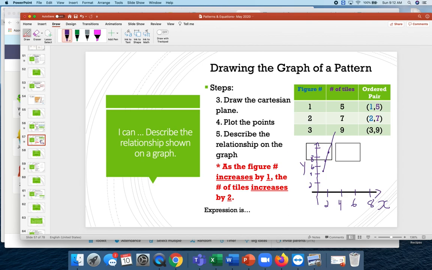So then we know what's in our input-output box, right? So here, okay, how did we get from the figure number to the number of tiles? Well, something to do with a 2, right? We think it's probably something plus 2. Okay, so maybe it's times 2 plus 1. Oh yeah, was that gonna work? Times, no, it doesn't work, does it?